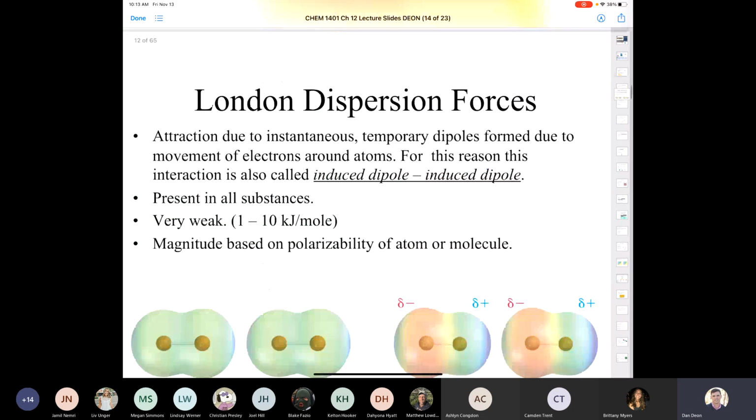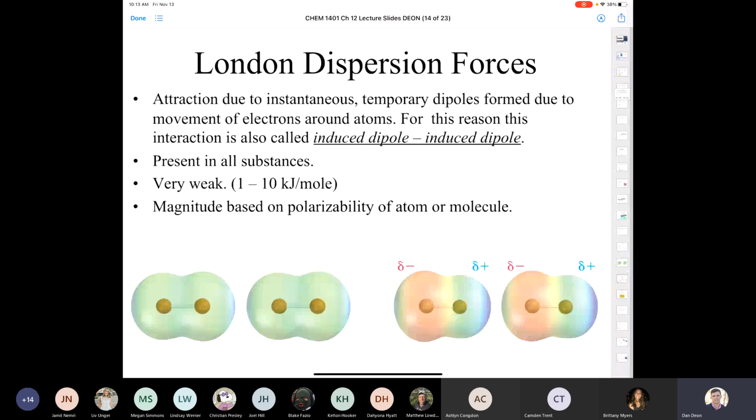So my voice is starting to kind of give out here. London dispersion forces. These are the weakest type of intermolecular force. All molecules experience London dispersion forces. All molecules, even water.